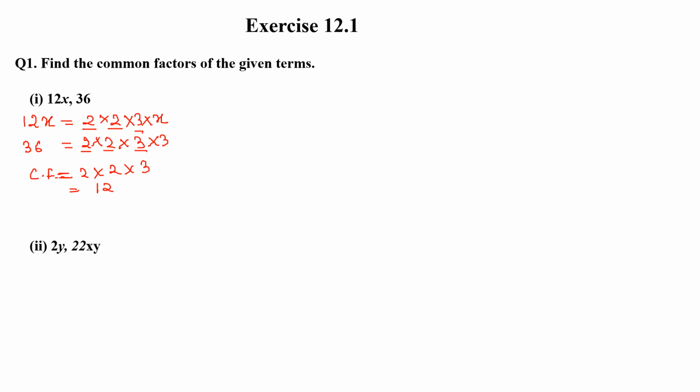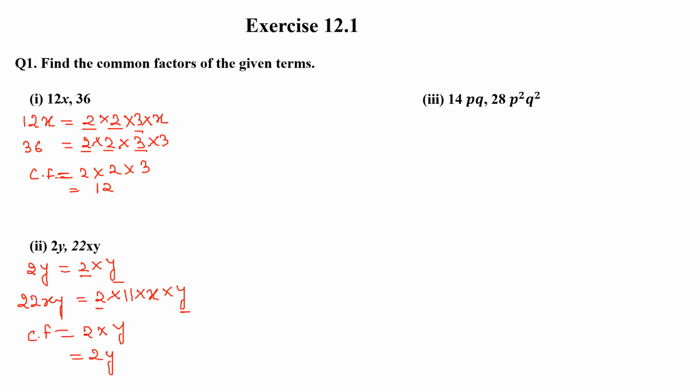Now next question, 2y and 22xy. So 2y I can write as 2 into y, and 22xy I can write as 2 times 11 into x into y. Now you can see 2 and 2 is common and then y and y is common here. So the common factor will be 2 into y, which will give me 2y.